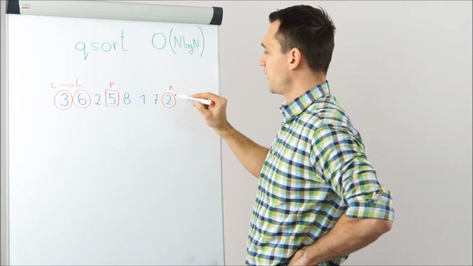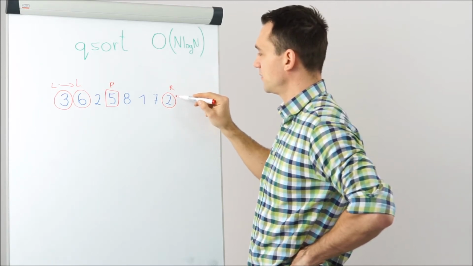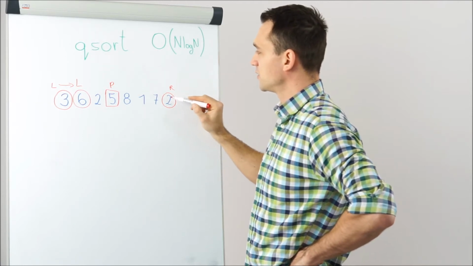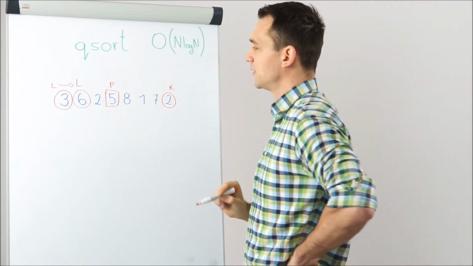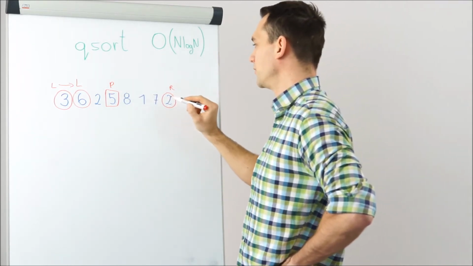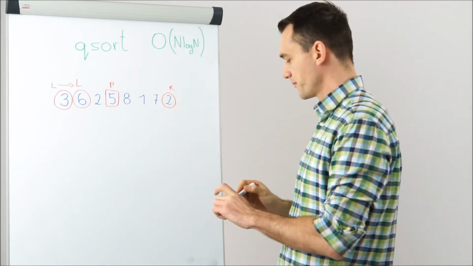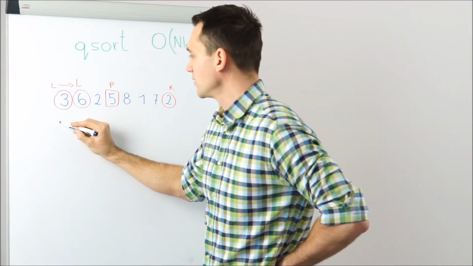Alright, we are on the right side. The right index is at 2, and 2 is less than 5, so it should be moved to the left side of the array. So we don't move our pointer backward, we just stay here. So from this moment we can do the swapping.